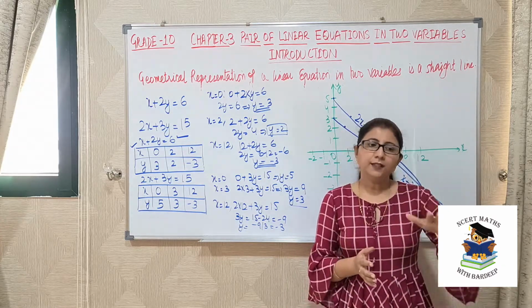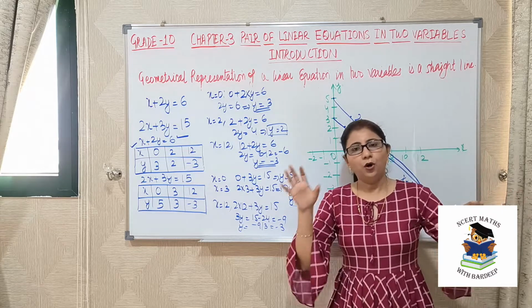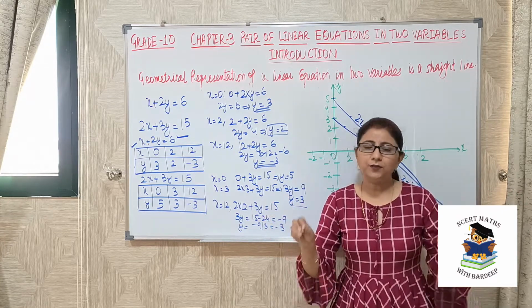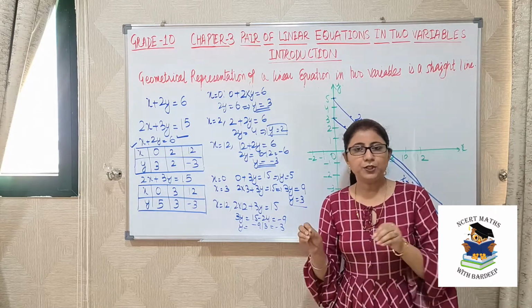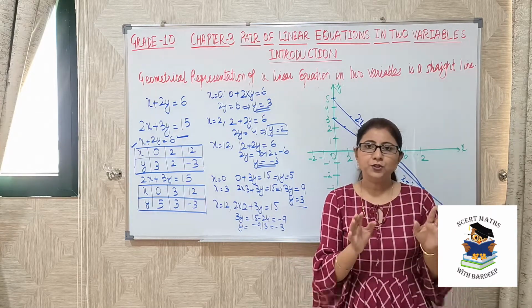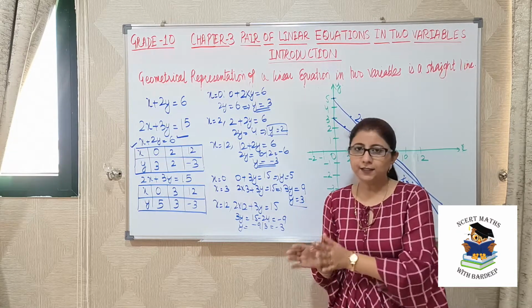Whether we have one solution or infinitely many solutions, we will refer to that pair of equations as a consistent pair of equations, and if they have no solution, we will refer to it as inconsistent.